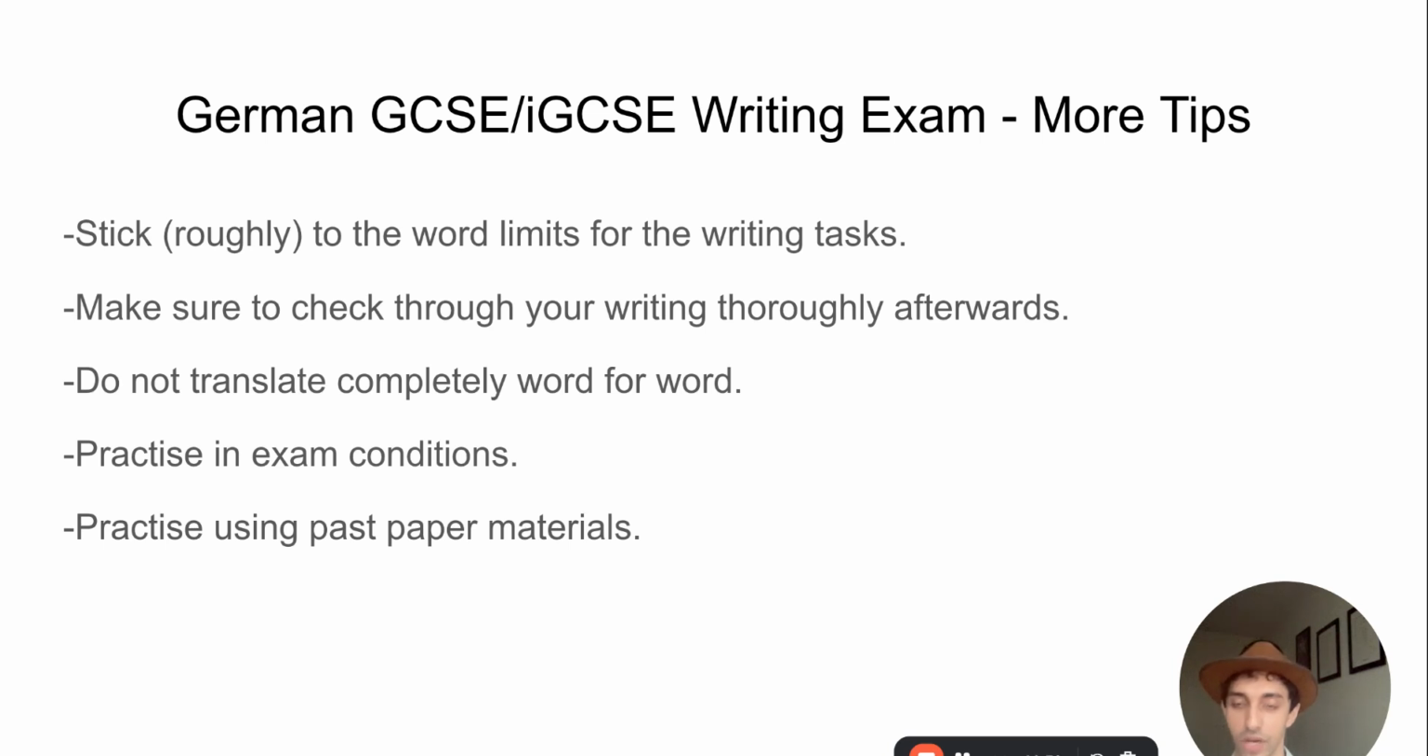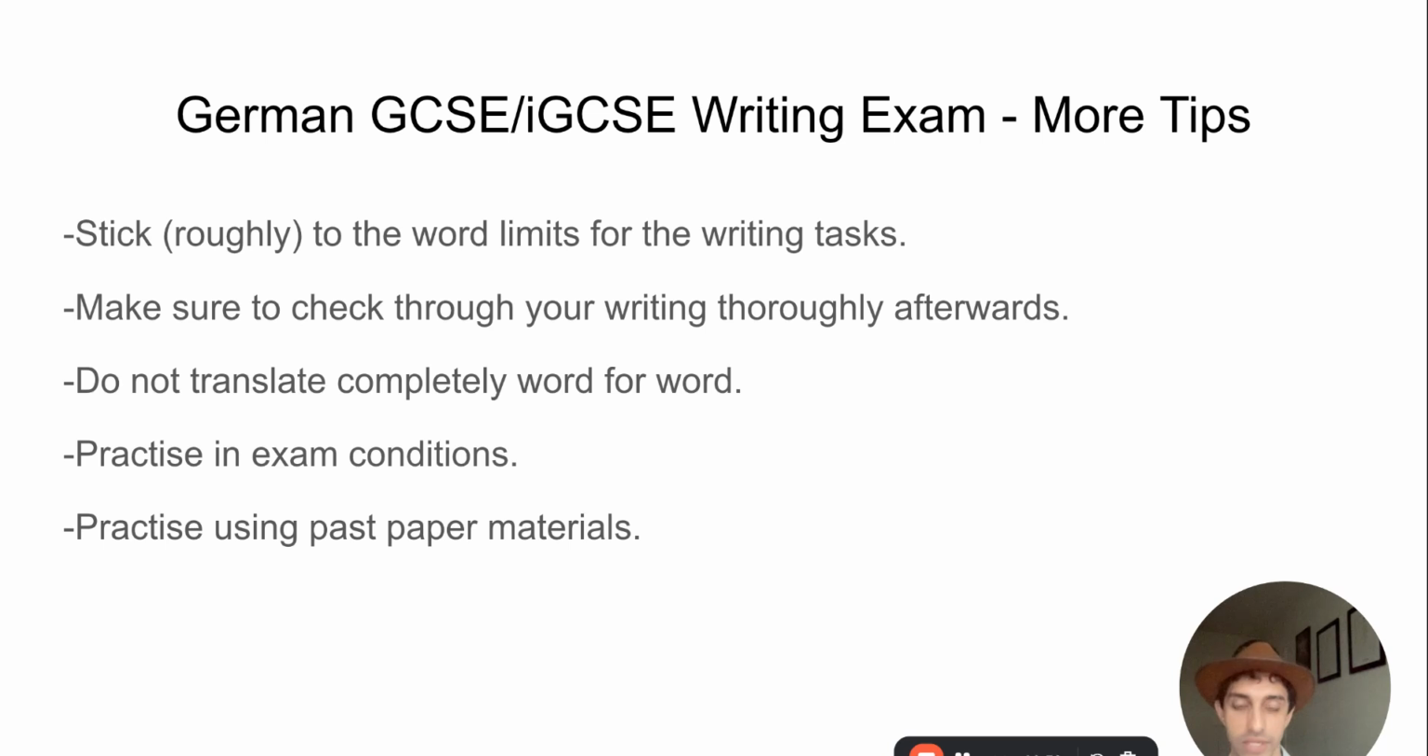Don't translate completely word for word either. If you have translation as part of your writing paper, that is a common mistake. And do check out the video that I made separately on translating, which is both from English to German and German to English, for more tips on that. But translating word for word, so one word at a time, will produce very stilted translations, no matter which direction you're translating in.